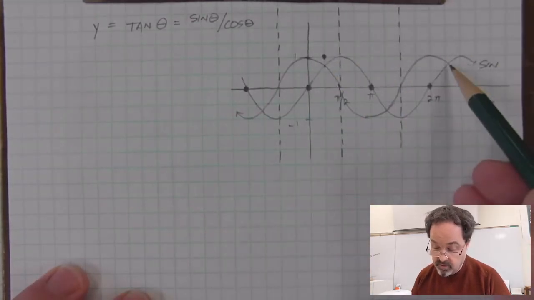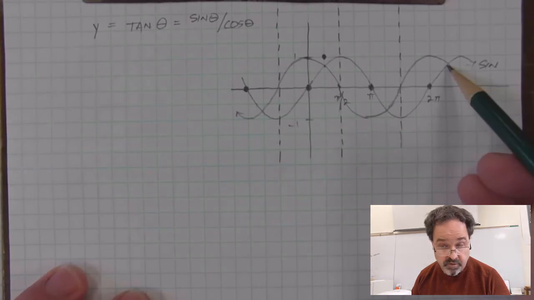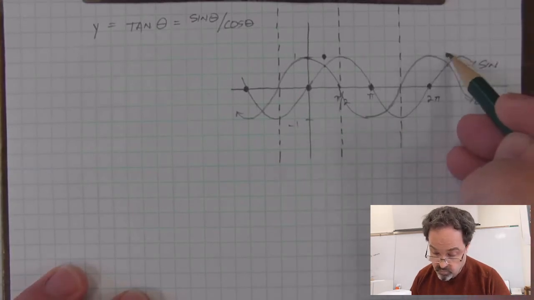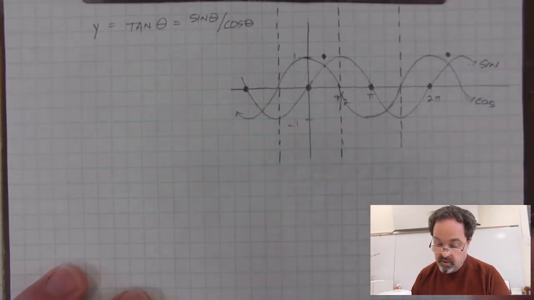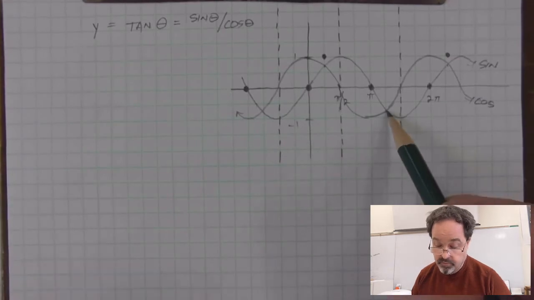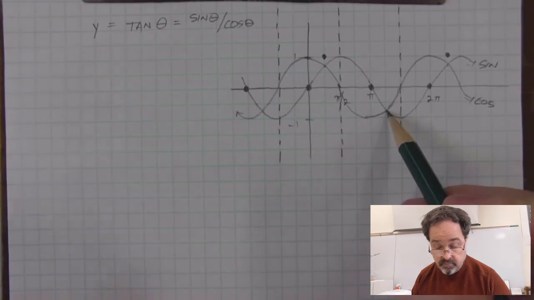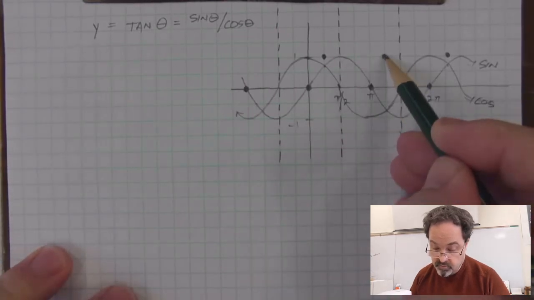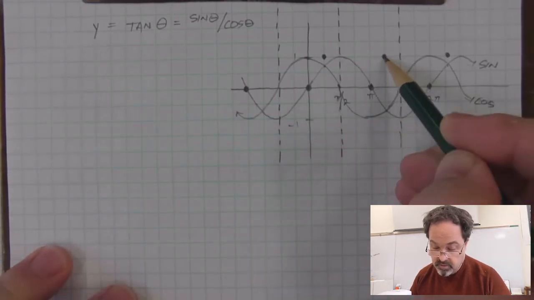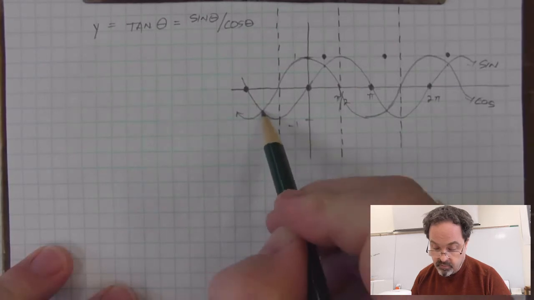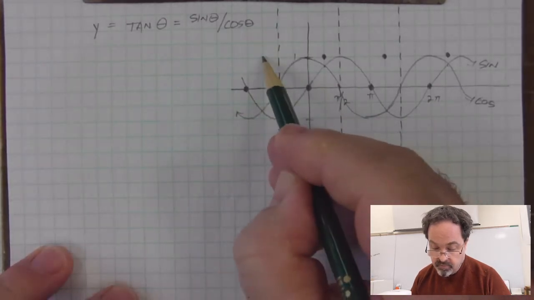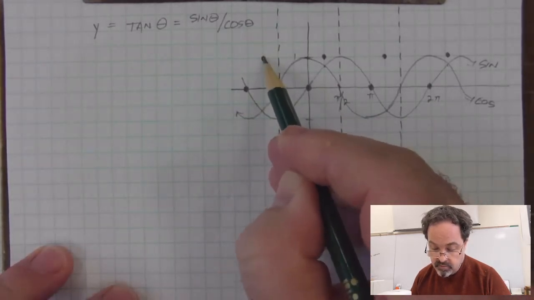Sine and cosine intersect here. They're equal to each other, so the tangent is 1. Sine and cosine are equal to each other here. They're both negative, but those negatives will cancel out, making tangent equal to 1. Sine and cosine are equal here, even though they're negative. Something over itself is equal to 1.